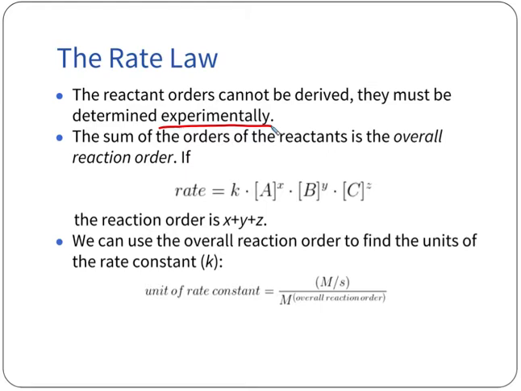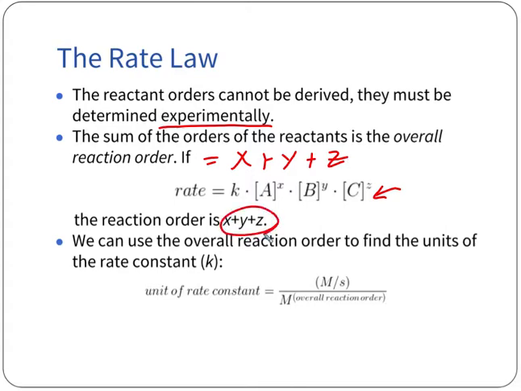But you have to do it experimentally. So, second thing. If you add up all the orders of the reactants, that's the overall reaction order. So this overall reaction order for this particular equation down here would be simply X plus Y plus Z. Okay, and so that's what we call the overall reaction order.